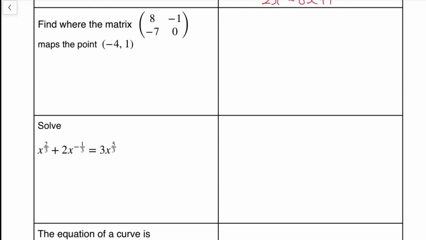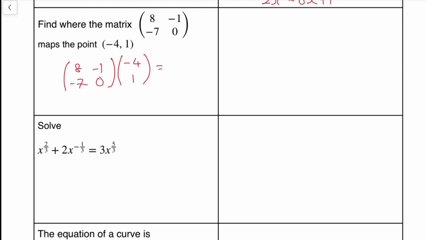Next question. Find where the matrix maps the point minus 4, 1. In other words, what happens to the point? Strangely worded, but okay, I think I know what that means. So that's going to be the matrix 8, minus 1, minus 7, 0, and I'm going to apply that matrix to minus 4, 1.